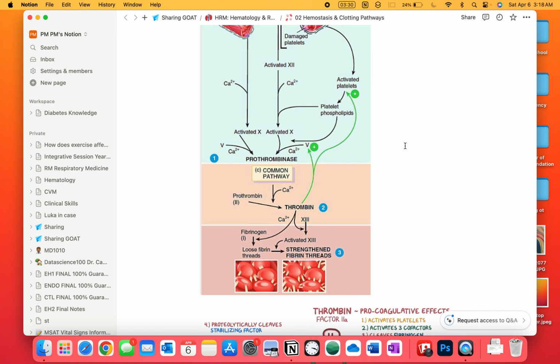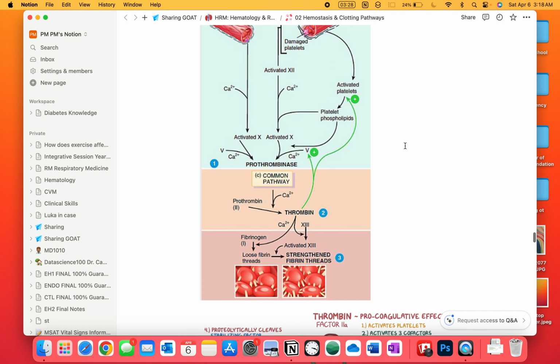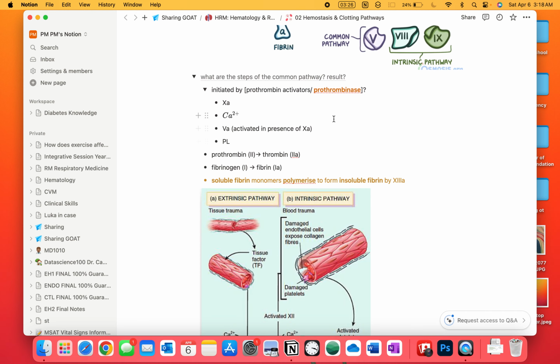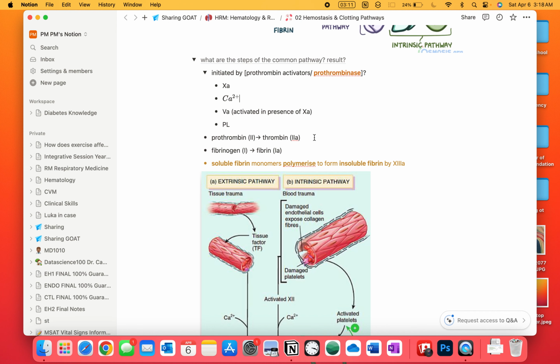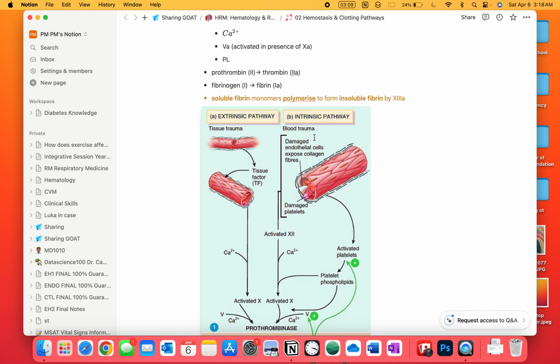And you're going from prothrombin, which is factor 2, to thrombin, and it can be activated by a lot of things. Factor 10A is just the activated form of factor 10. It can be activated by calcium, factor 5A, in the presence of 10A, and PL. So prothrombin goes to thrombin, and then the thrombin is going to convert the fibrinogen to fibrin.